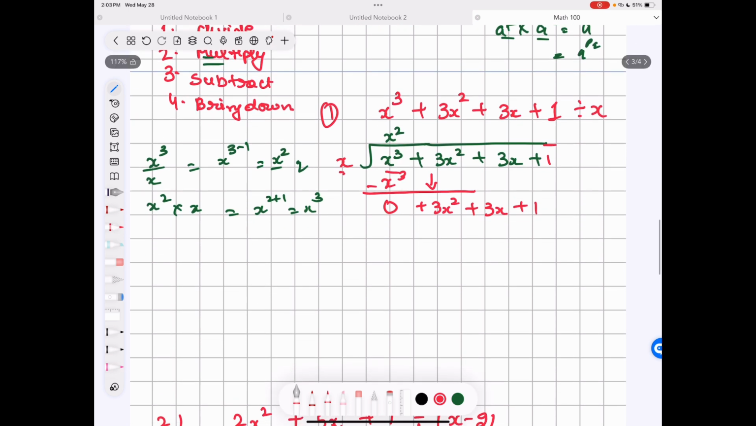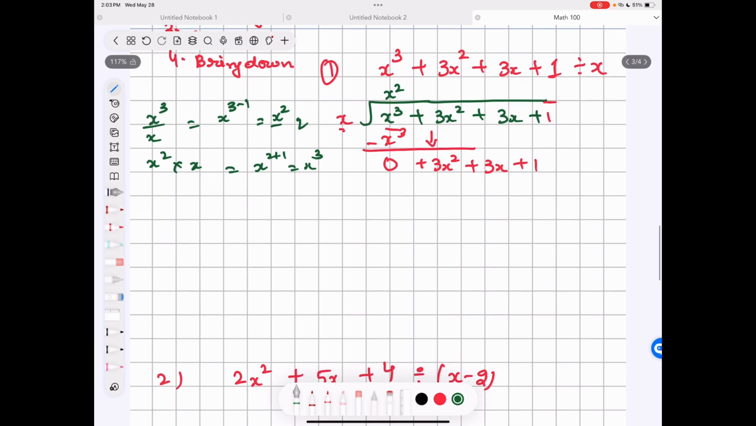So this time we have 3x to the power 3. We're gonna divide it by x. We are gonna get 3x squared, minus 1, we will get 3x by itself. So that will be our quotient. There's no minus sign here, so it would be plus.